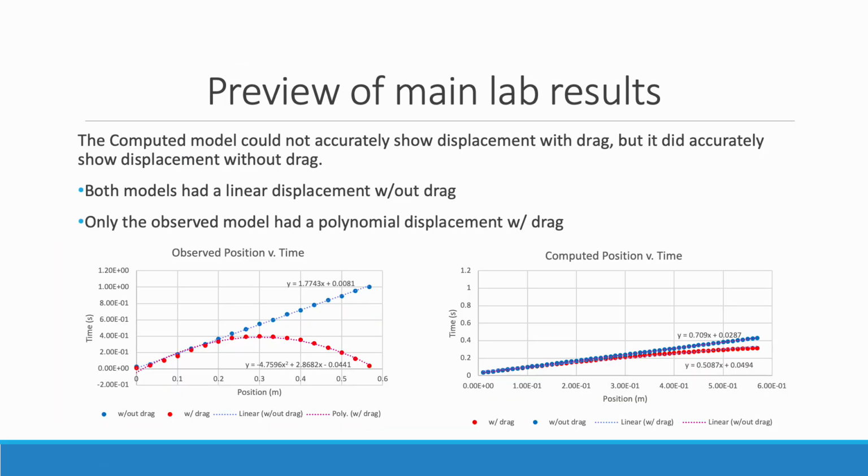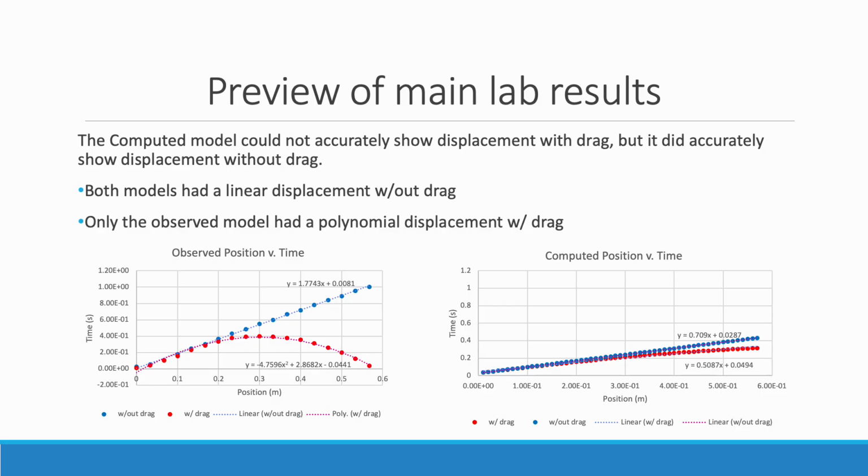So as a preview of the results, we can see that both the observed and the computational system graphed out the displacement with drag and also without drag. And we can see that the computational system did not accurately model the displacement with drag, but it did accurately show it without drag. Both of them had a linear displacement without the drag, but only the observed model had a polynomial displacement with drag.